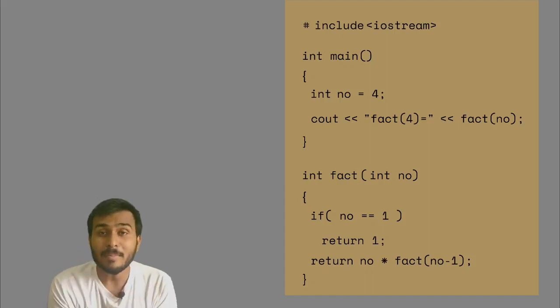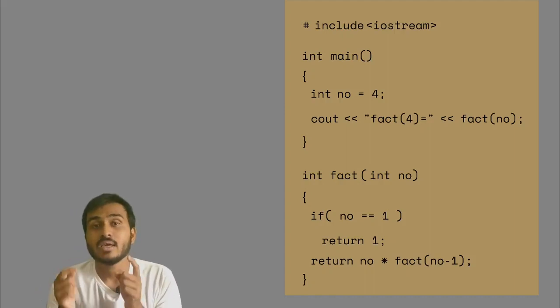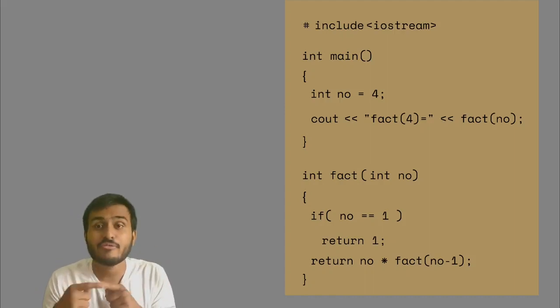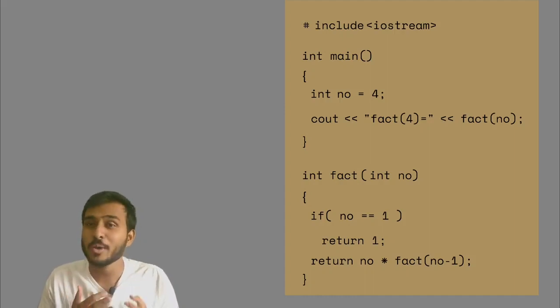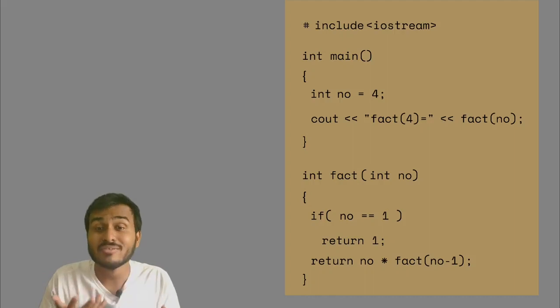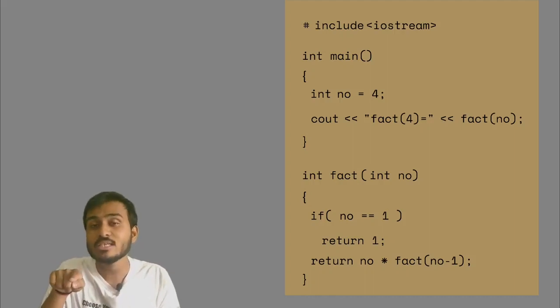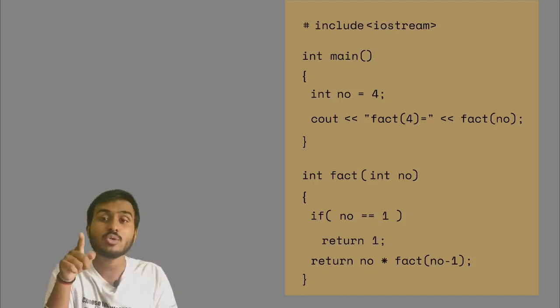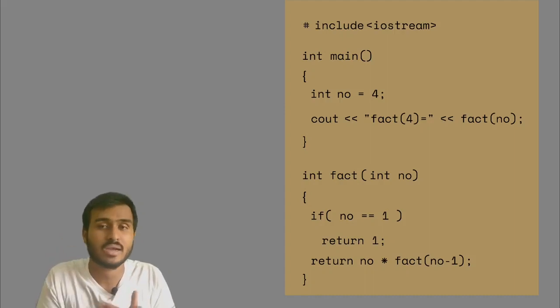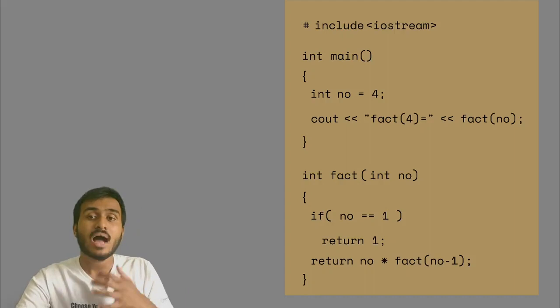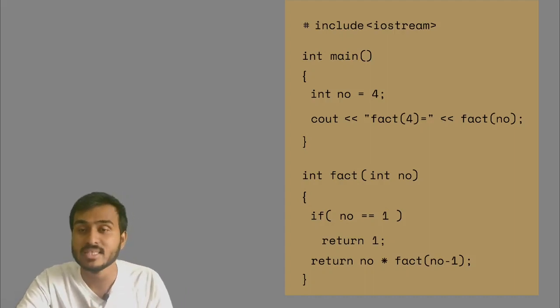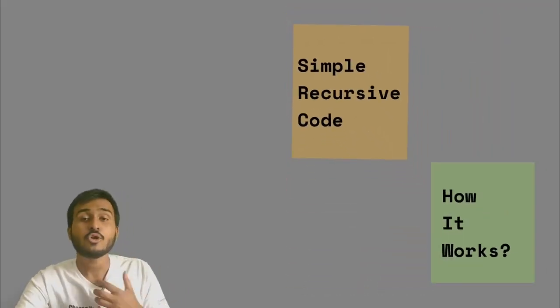Now in this expression, number into fact of number minus 1, fact of number minus 1 needs to be determined, because we don't know its value in advance. So again this is going to be a recursive call to the same function with a different argument. So let me move to the next slide where we will understand how this function is actually going to execute. Let's quickly move to how it actually works.